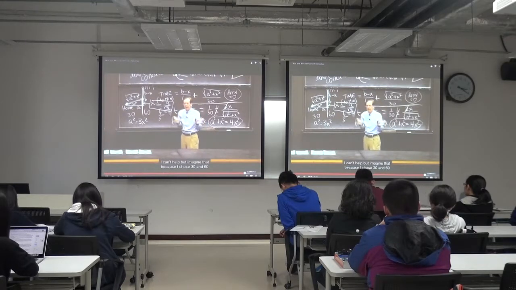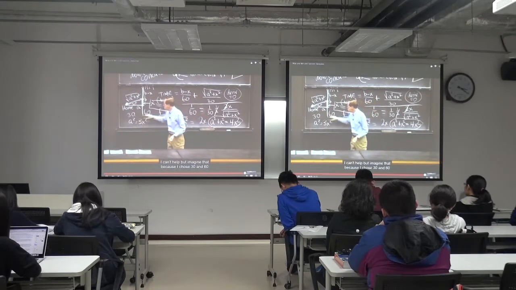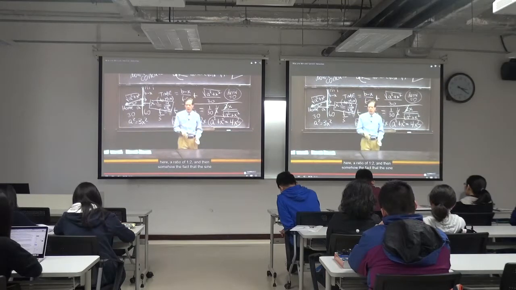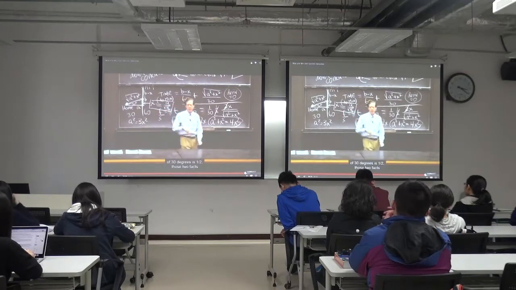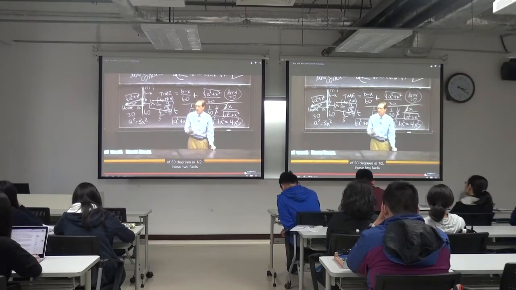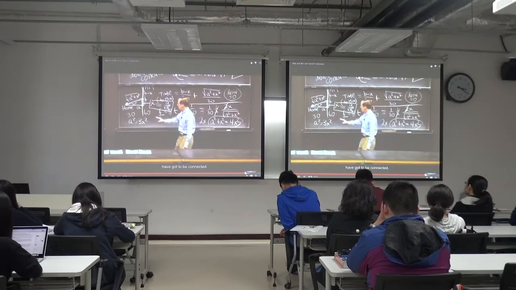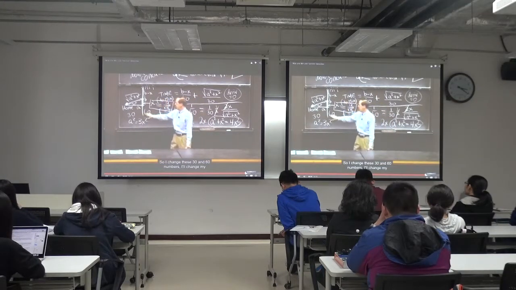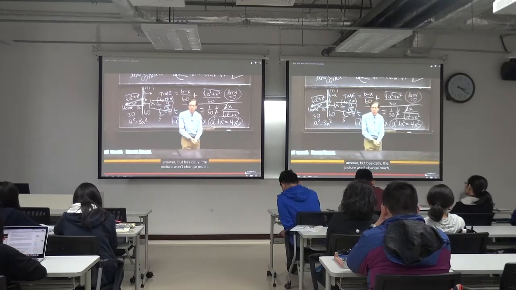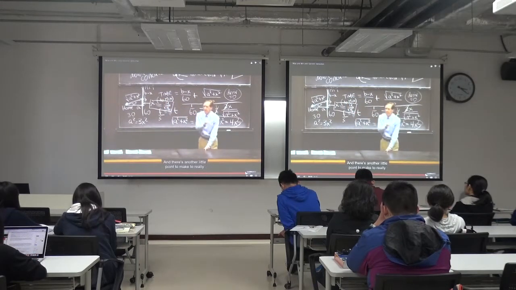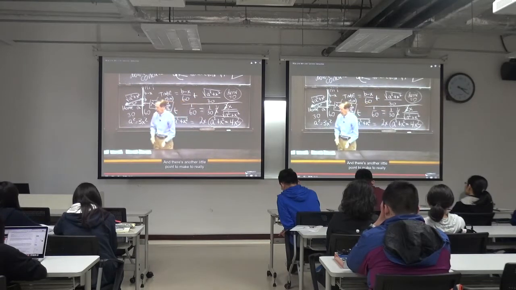I can't help but imagine, because I chose 30 and 60 here, a ratio of 1 to 2, and then somehow the fact that the sine of 30 degrees is 1 half, those two facts have got to be connected. If I change these 30 and 60 numbers, I'll change my answer, but basically the picture won't change much.